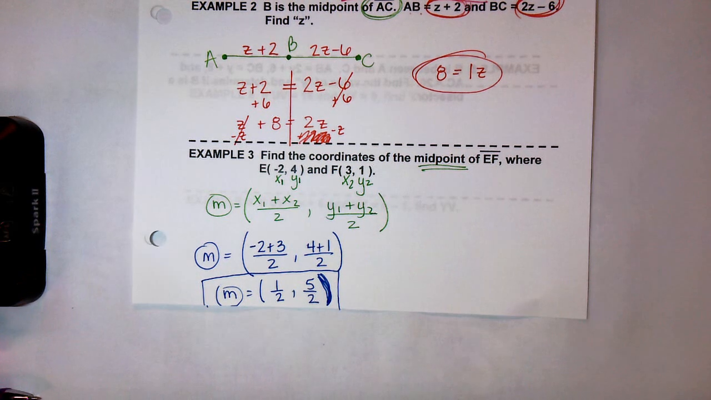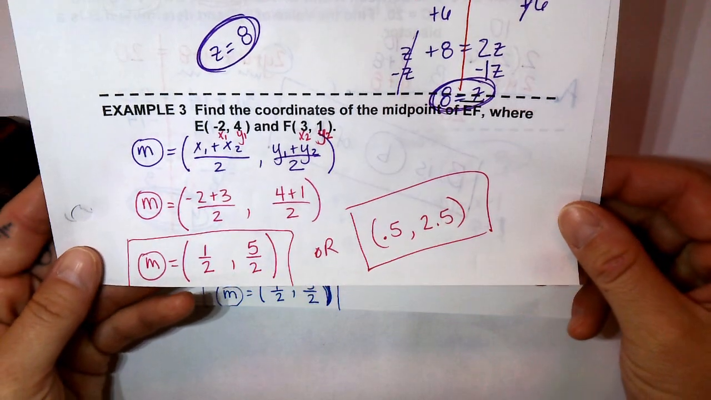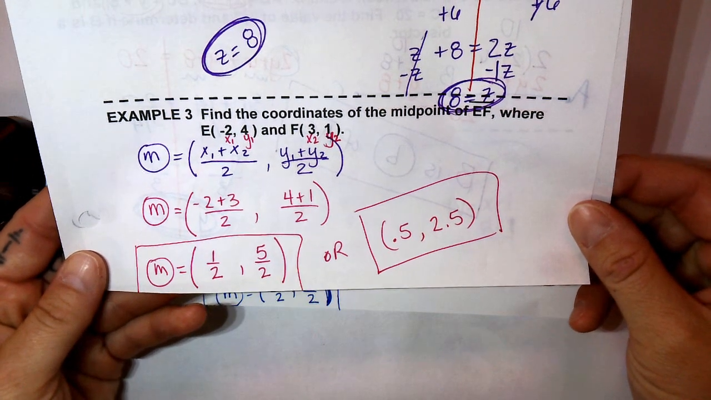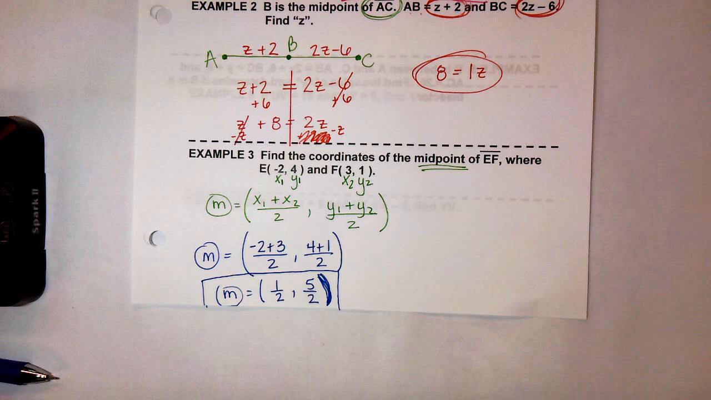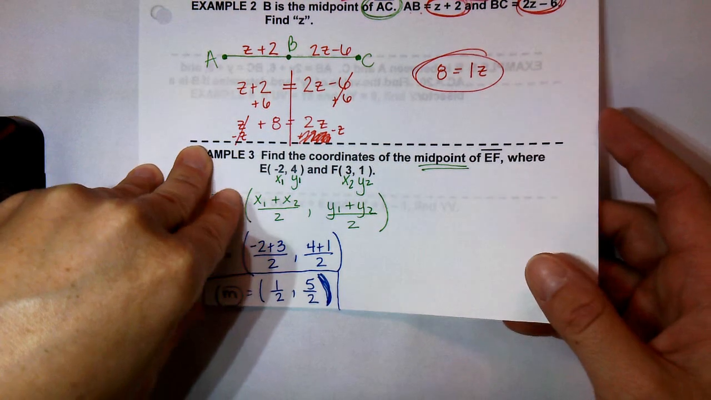Those cannot be reduced anymore, so those are my final answers: 1/2 and 5 over 2. If you like the decimals, that's fine. To me, they don't really look as pretty. Decimals have too many dots and commas, in my opinion. I like it better with fractions.